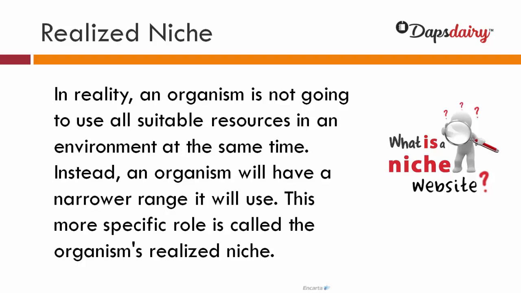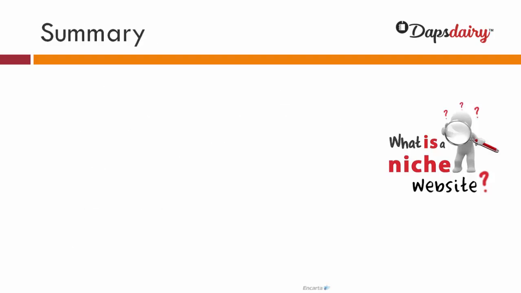I live in Lagos, and look for opportunities in Lagos instead of looking for opportunities everywhere in Nigeria. That is a realized niche. It is a specific niche. It is a specific role you choose within a general niche. So that specific role is what is called a realized niche. So what have we said in summary?